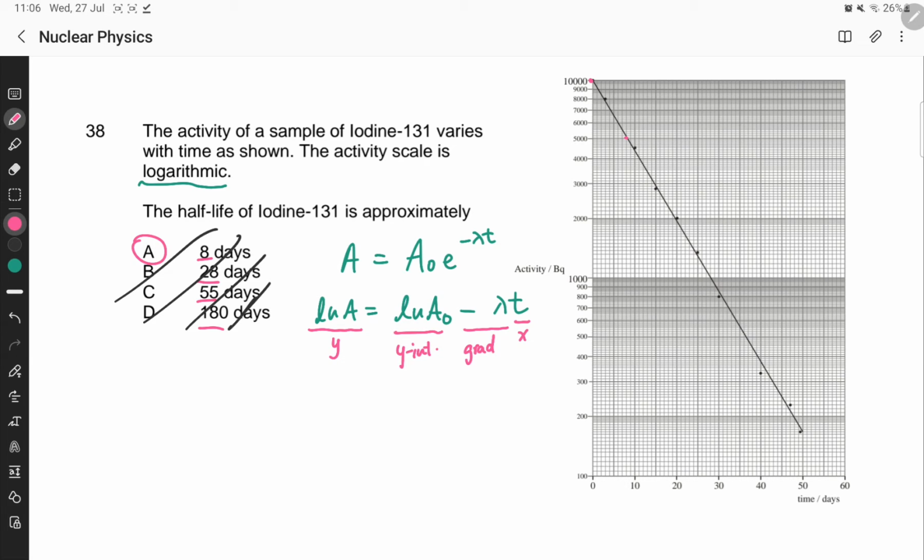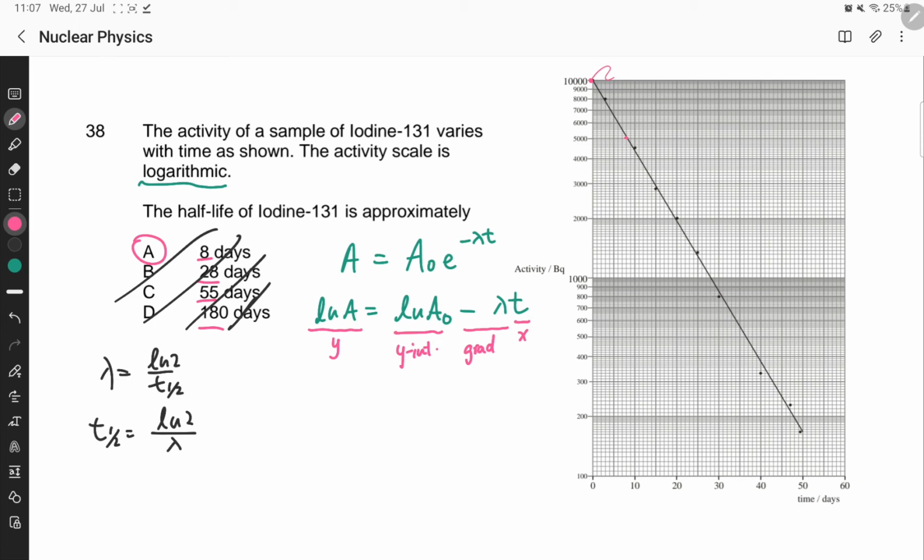And hence, if you want to find the half-life, it is related to the lambda. So lambda equals ln 2 over t half. So t half is simply equal to ln 2 over lambda. Therefore, you want to find the gradient of this graph. The gradient is found through the typical graphical method. You have to find 2 points and form a gradient triangle.